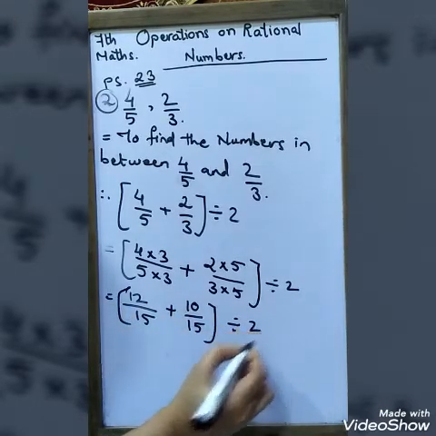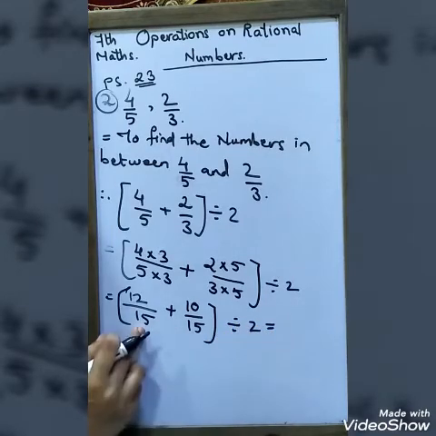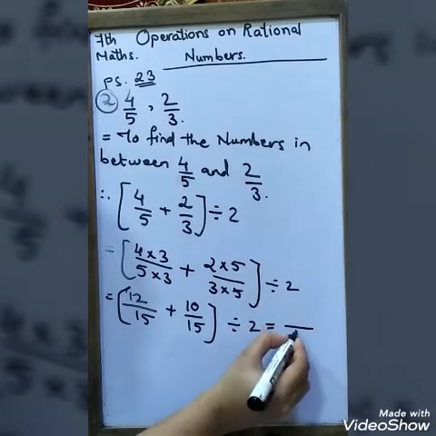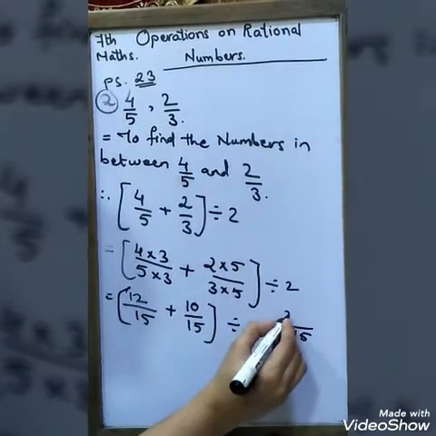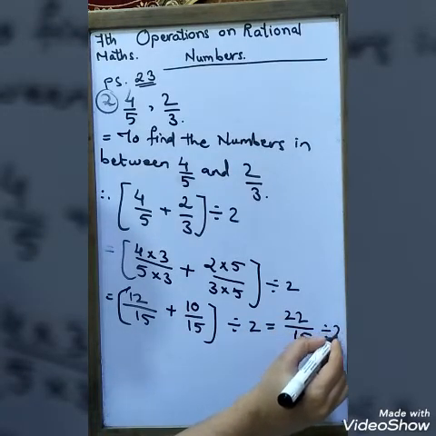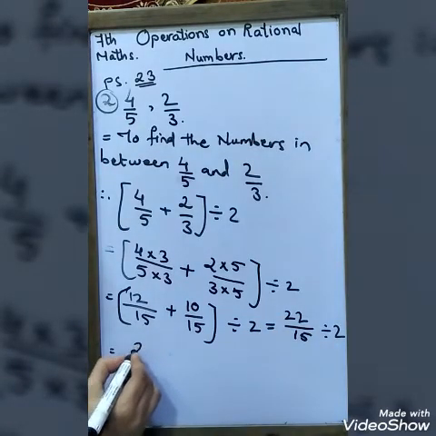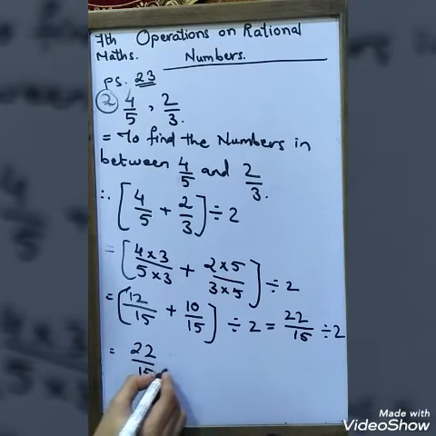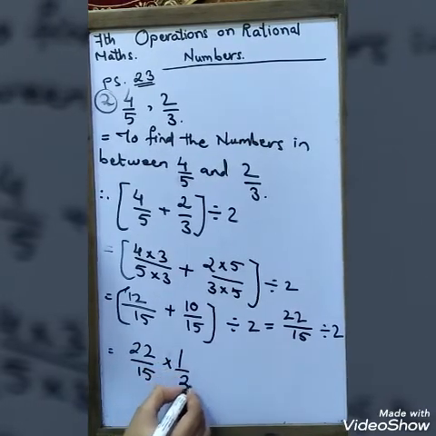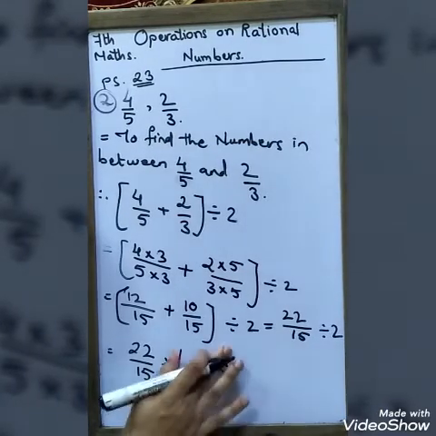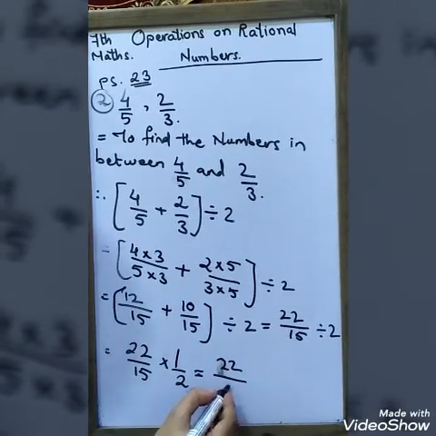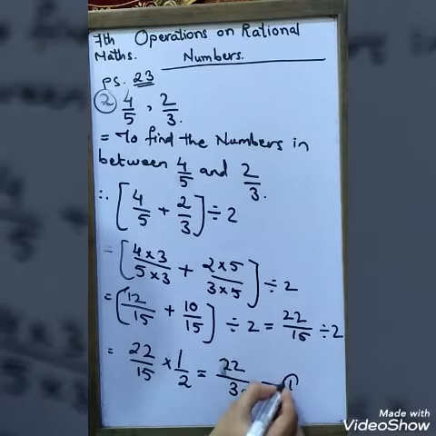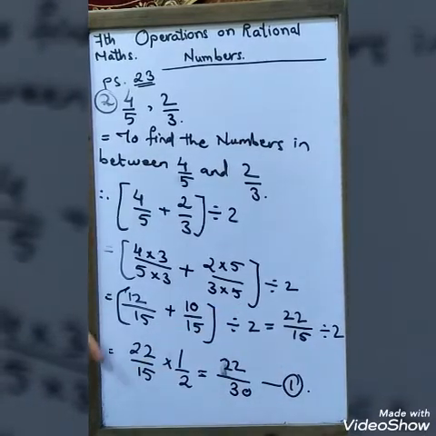Divided by 2. So it will be equal to, now 15 is coming, so that's why I'll write it once only. Now 10 plus 12 is equal to 22 divided by 2. So it will be 22 upon 15 into 1 upon 2. So that will be equal to 22 upon 15 2s are 30. So this is our first number. Like this way we have found our first number. Now let us go with the second number.